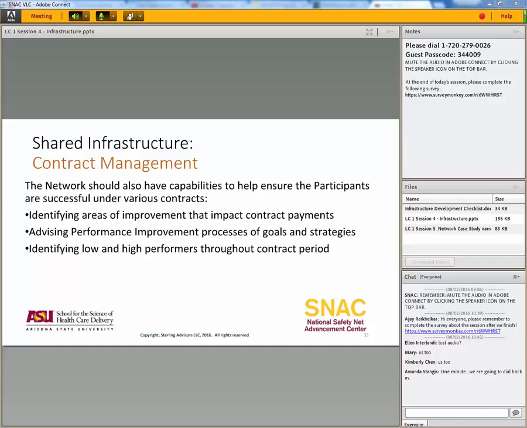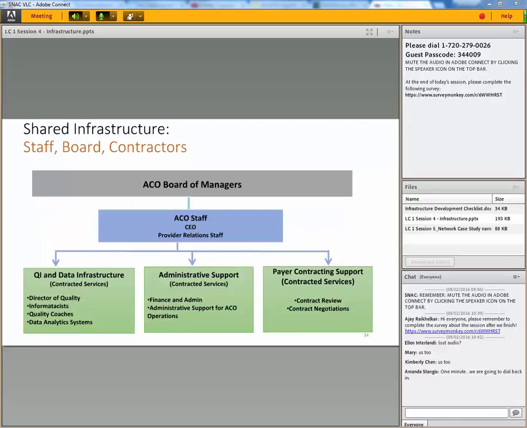Managing of the contracts is the goal of the process of understanding the contractual terms, the pay-for-performance terms, the shared savings terms, whatever they might be, and then advising both the network board as well as each participating organization how to maximize the value of those contracts.